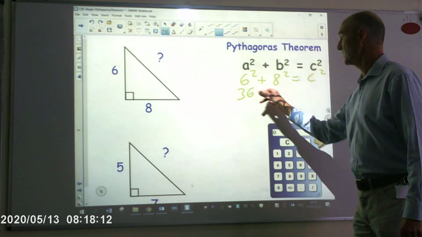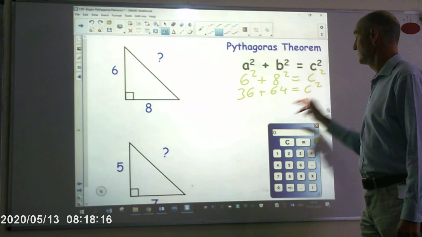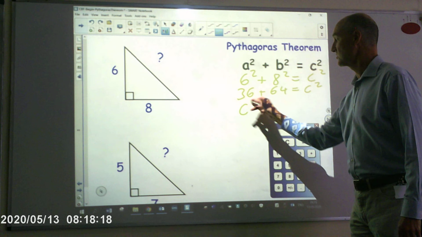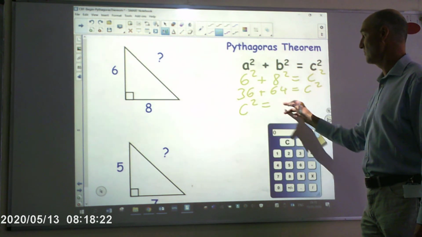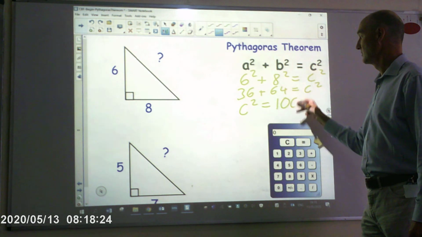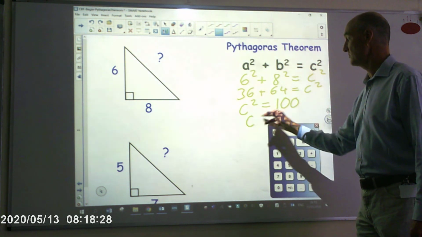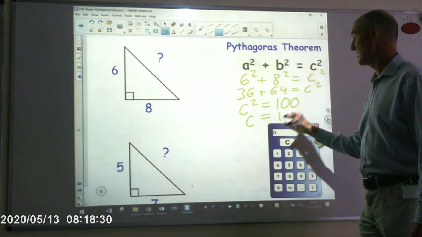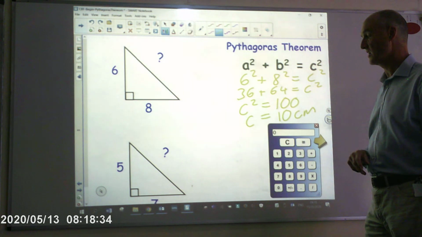36 plus 64 equals c squared, which means that c squared equals 36 add 64, 100. So what does that mean? It means that c is the square root of 100, so c actually equals 10 centimetres in this case.